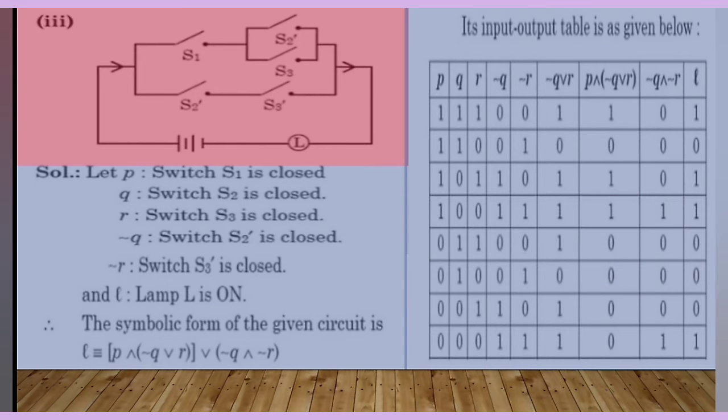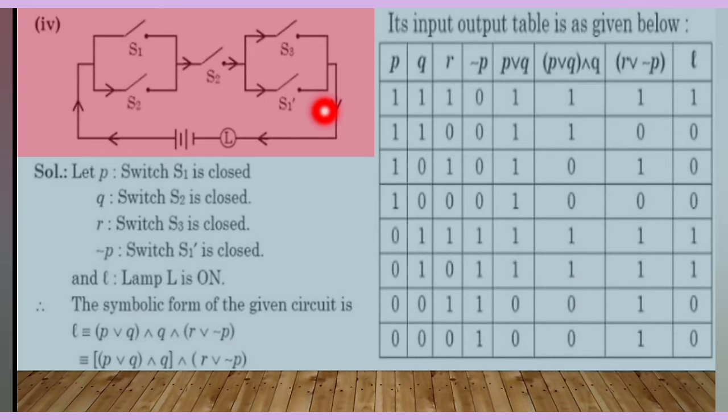Next example. Here the switches are S1, S2, S2, S3 and S1 dash. Let's see the solution. P statement is switch S1 is closed. Q statement is S2 is closed. This is Q. And R means S3 is closed. This is R. S3 means R. Now negation P means switch S1 dash is closed. This is negation P. And last, write L, lamp is on.